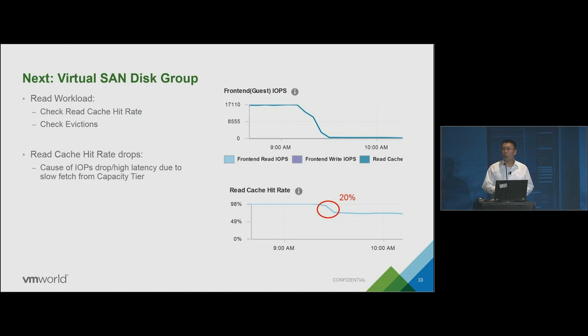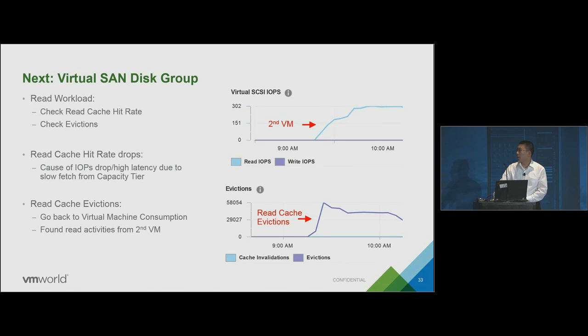This means a good portion of the reads is fetched from the slower capacity tier. And that is why the IOPs drop to a lower level and the latency increases dramatically. We take a further look, and then we find that there is also a large amount of read cache evictions while the problem is happening. This indicates the read cache is full.